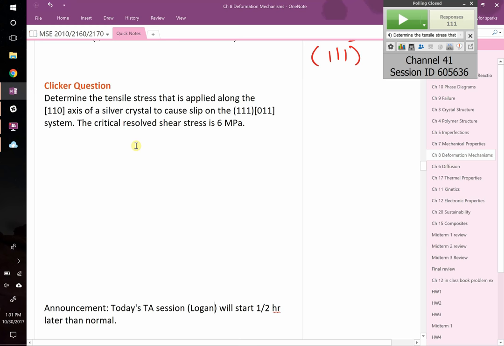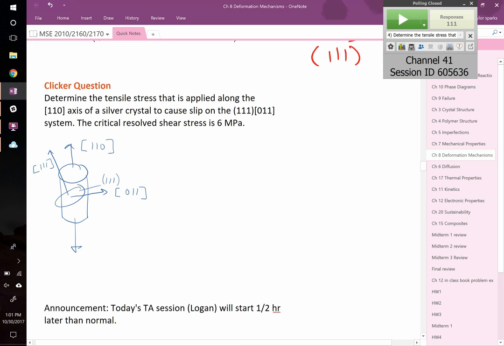So again, if we were going to draw this, we'd say this is our single crystal. We're applying a tensile loading like that, and the direction of the tensile load is the [110] direction, so we use square brackets. Then somewhere in this thing we've got a slip system, which is the (111) plane, and in the direction of [011] we see slip occurring. There's this direction that's normal to the slip plane, and because it's the (111) plane, the normal to it is the [111] direction.